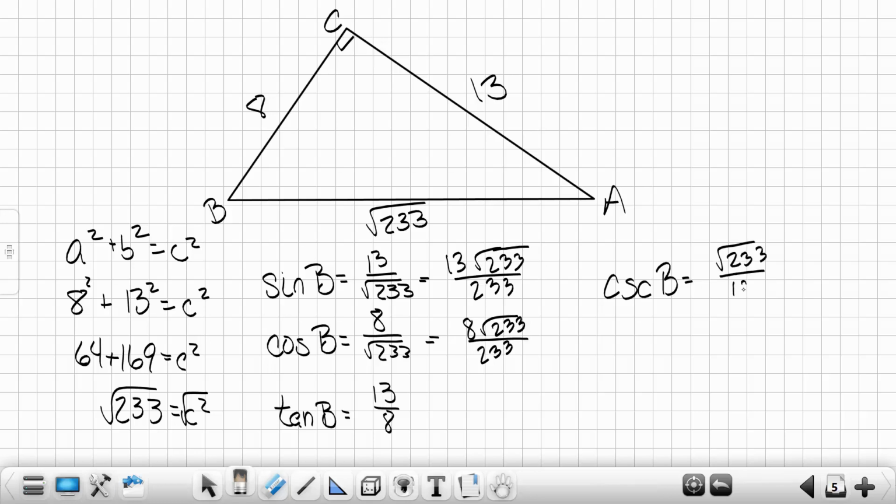There we go. Destiny, what's the secant of b? Oh, hold on. Okay. Square root of 233 over 8. Destiny, what's the cotangent of b? 8 over 13. You're done.